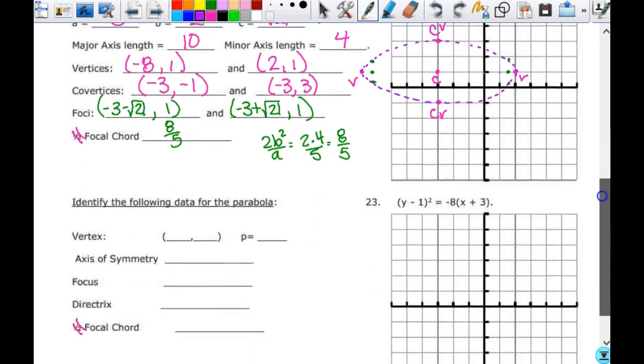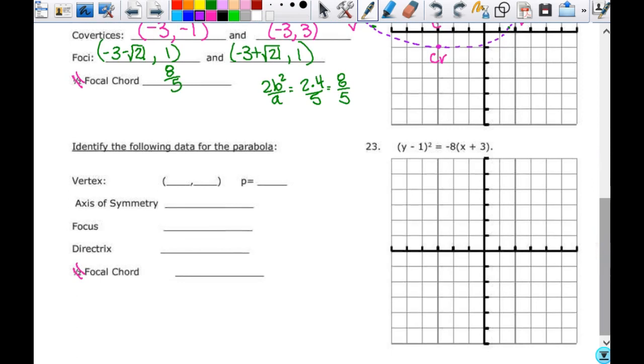All right, so then we're going to graph a parabola. So the vertex here is at -3, 1. Remember that 4p is equal to -8, so p is -2. A couple of things here. It doesn't really ask you which way it opens. However, y is squared, so you know it opens left or right. This is negative, so you know that it is left.